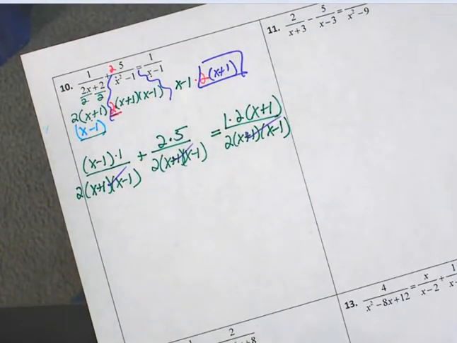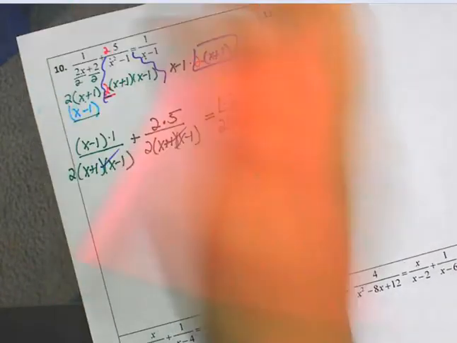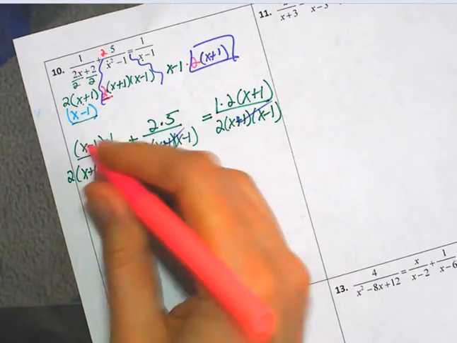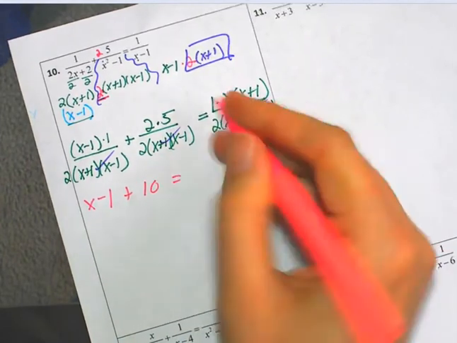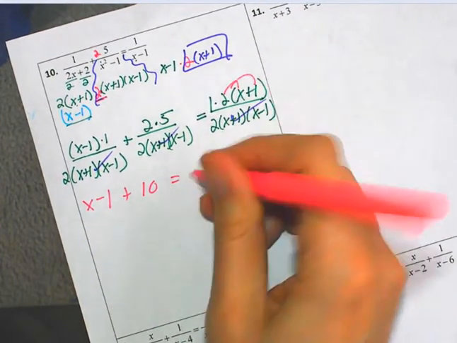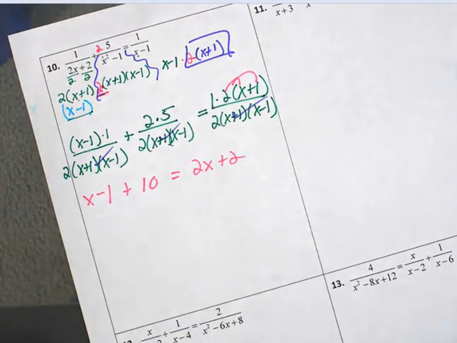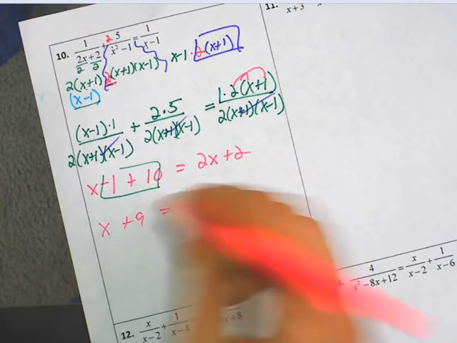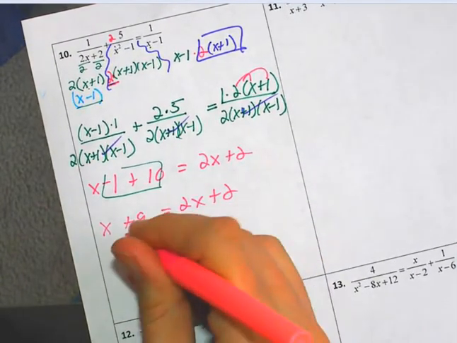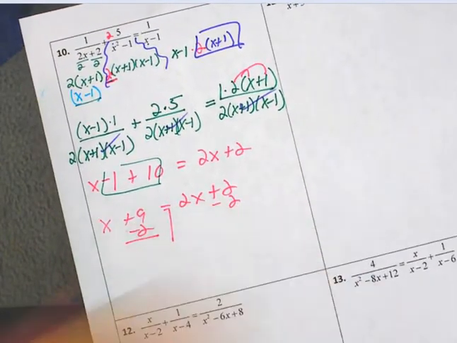So we're going to solve the numerators. So I have x minus 1 times 1 is just x minus 1, plus 2 times 5 is 10, equals 1 times, and we're going to distribute this, 2x plus 2. Now collect like terms. So then I can do x plus 9 equals 2x plus 2. Let's see. I'm going to move it this way. You could solve it another way. 9 minus 2 is 7.